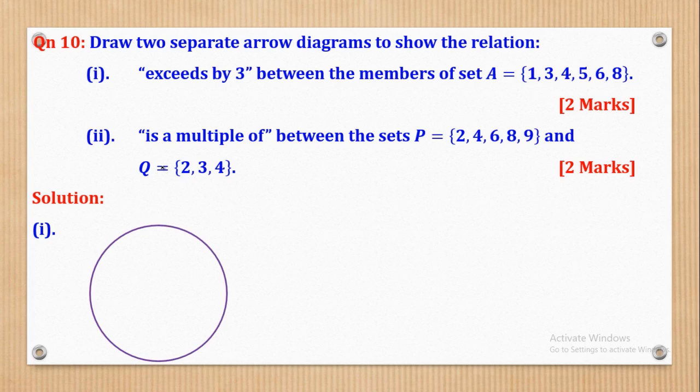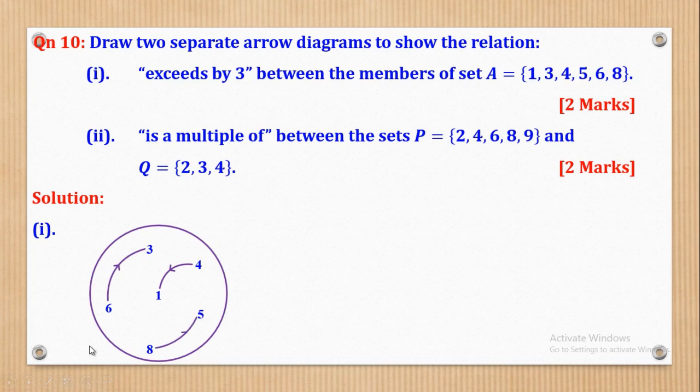So Roman 1, we shall first put these values inside that set. So that is 1, 3, 4, 5, 6, and 8. But the relation was this exceeds by 3. So first of all, you realize that 4 exceeds 1 by 3 because 4 minus 1 is 3. Another one is 6 because 6 exceeds 3 by 3. Because 6 minus 3 is 3, therefore 6 exceeds 3 by 3.